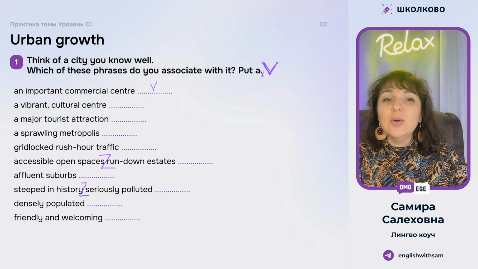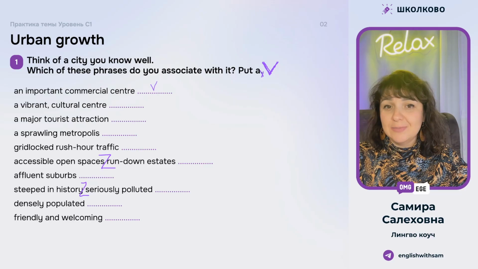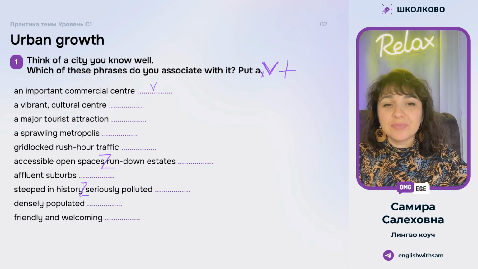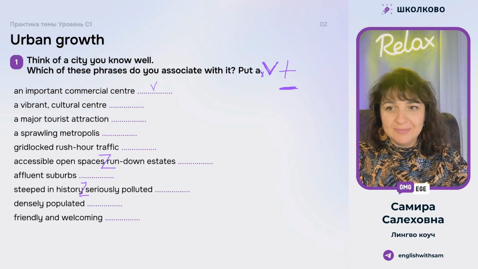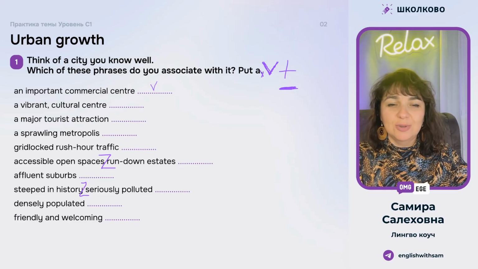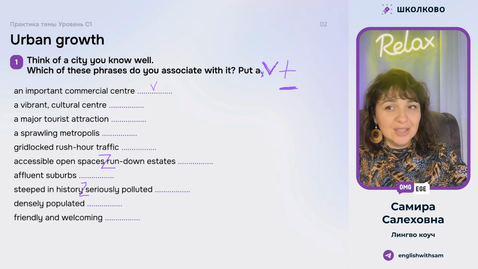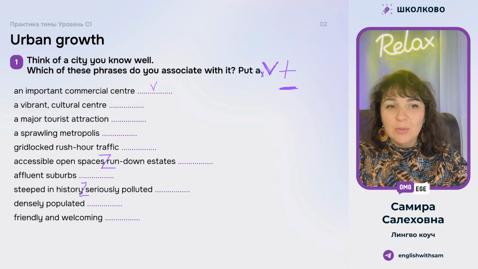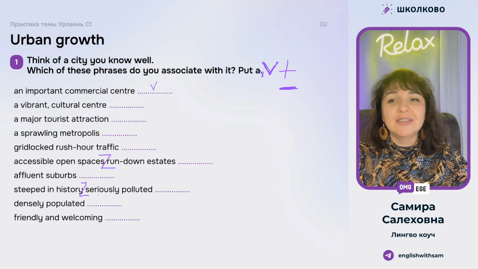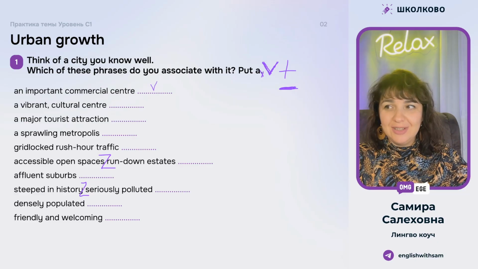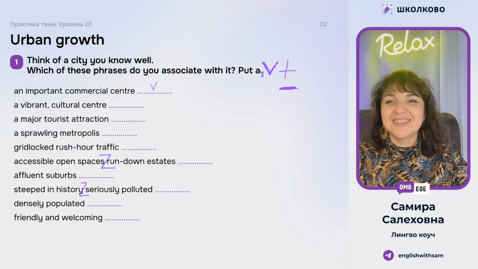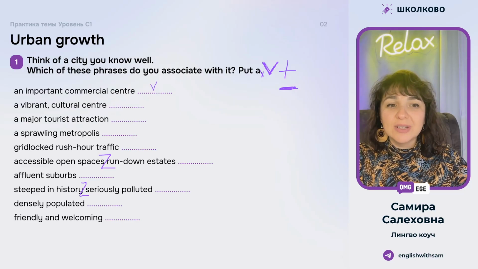Okay, so you may put in our chat plus if it is about your city or your place of residence, and you may put minus if it is not. So we can switch the tick into plus or minus. Right, so is your city or your town an important commercial center? Or maybe you don't know. Anyway, we know the translation, you don't need it, it's easy, right? In fact, it is C1 level. So a vibrant cultural center. Okay, I can see your answers, great. So a vibrant cultural center.